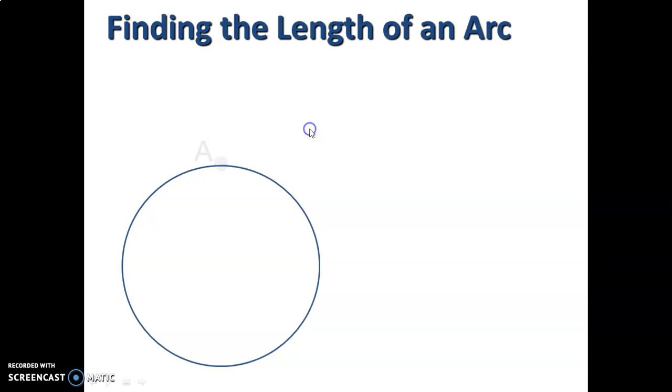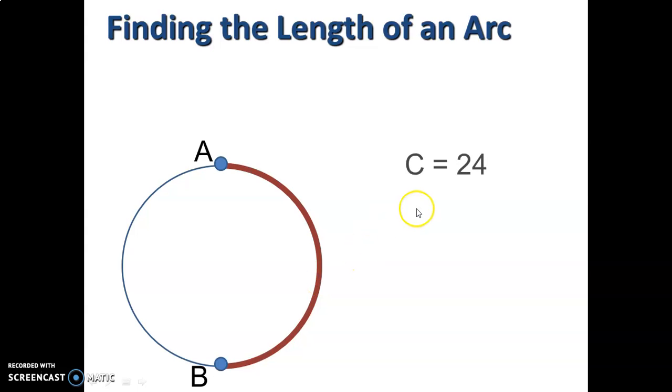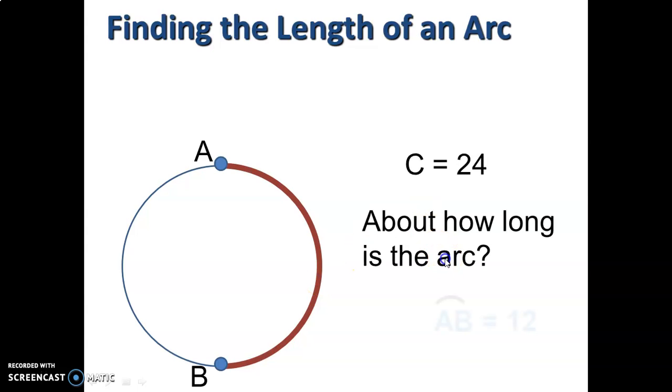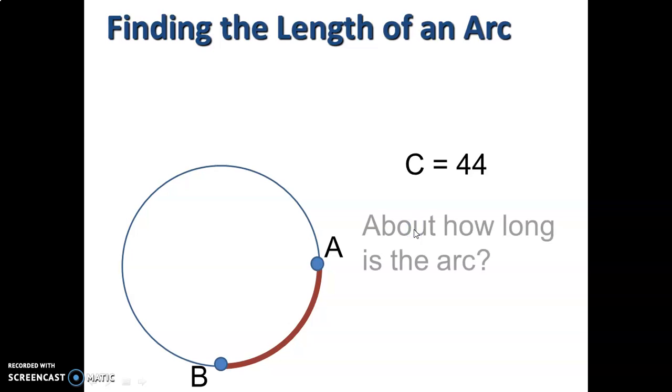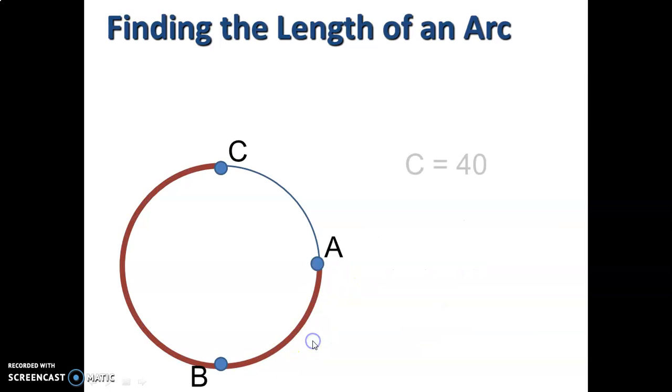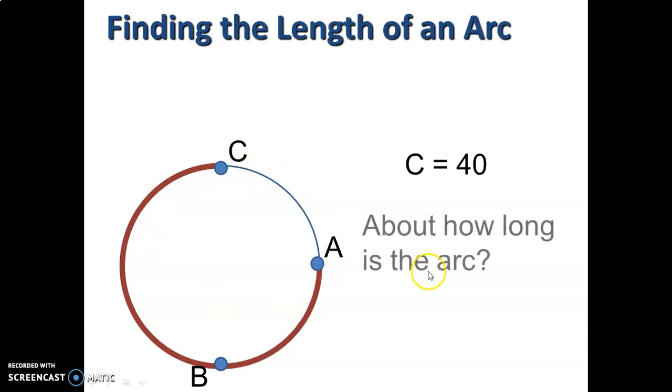So let's look at arcs in this way. Let's say we had this, which looks like about halfway around the circle. So if we knew the circumference is 24, we could say the arc AB is 12. We're assuming this is halfway around the circle. Alright, how about this one? We have those 2 points, and we say the circumference is 44. How long is the arc? Well, in this case, the arc is about 1/4, so 1/4 of 44 is 11. Okay, then we have an arc like this. The circumference is 40. This looks like 3/4 of the circle, so the arc must be 3/4 of 40, which is 30.